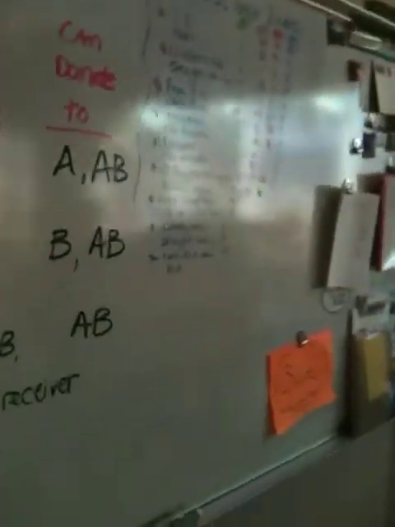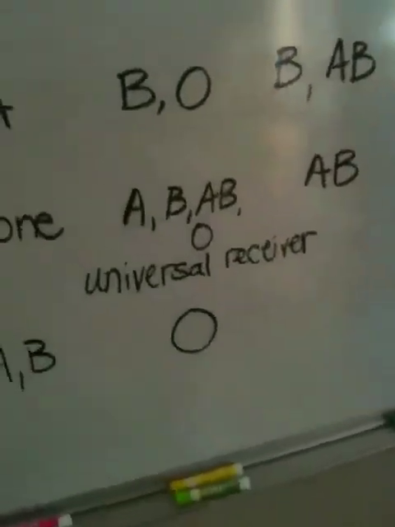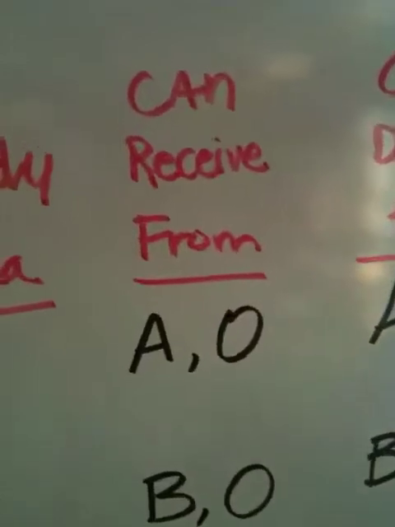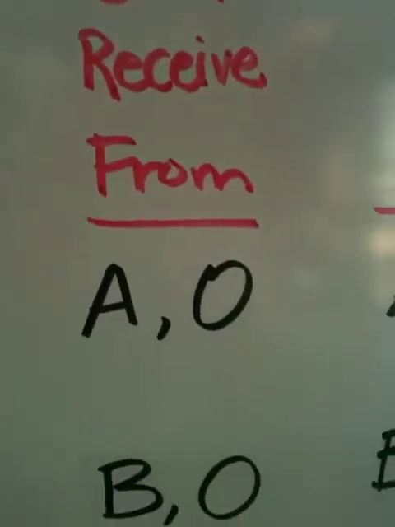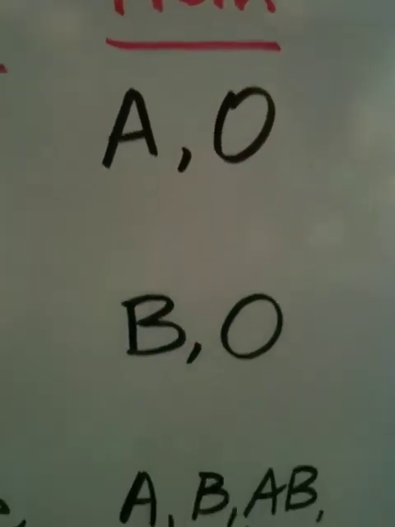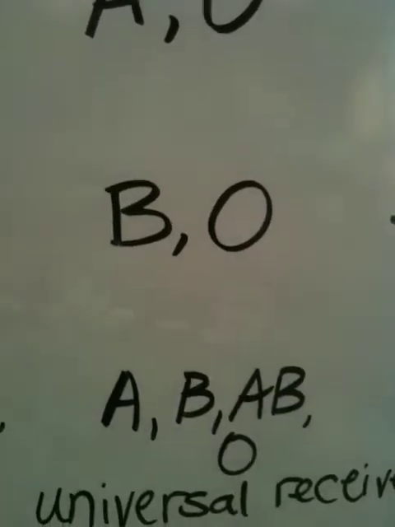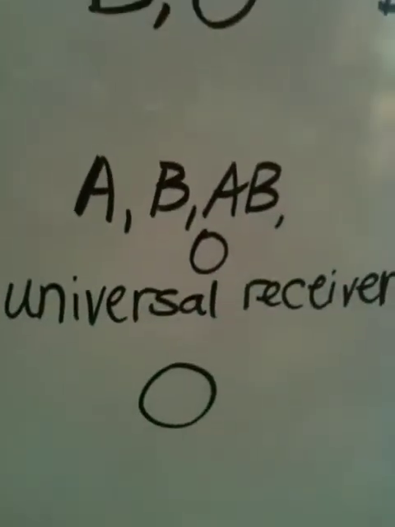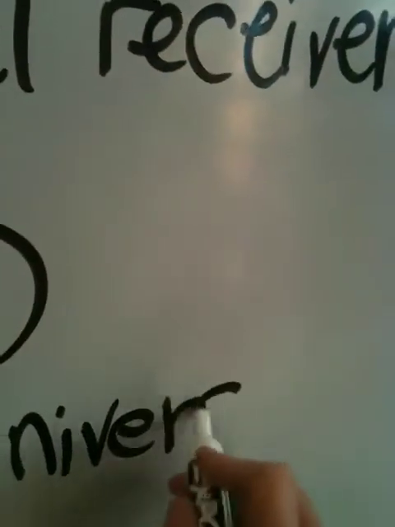People who have type O blood are in huge request to donate blood at the Red Cross all the time because O's can only get blood from other O's. And you'll notice that A's can receive blood from O, B's can receive from O, AB can receive from O. O is known as the universal donor.